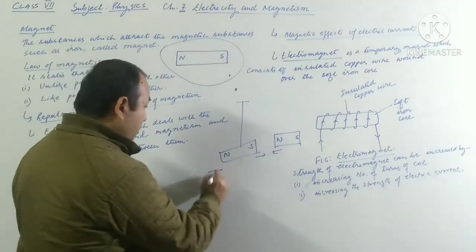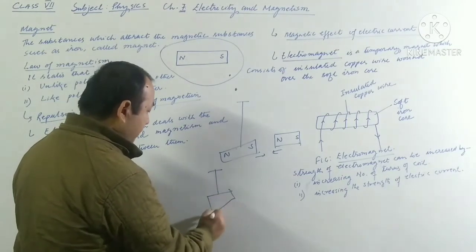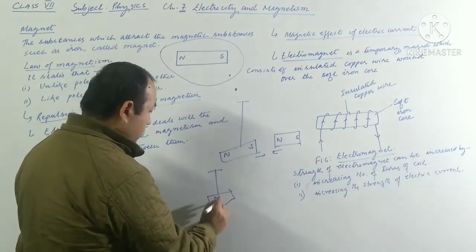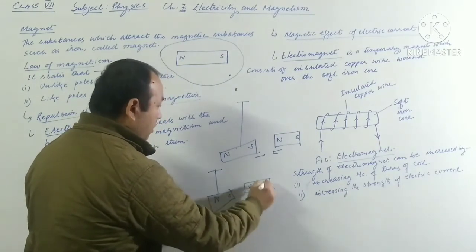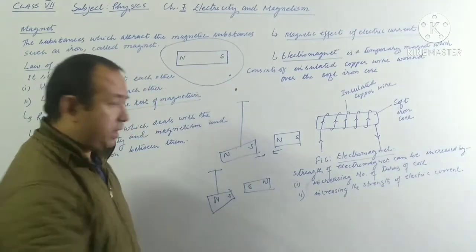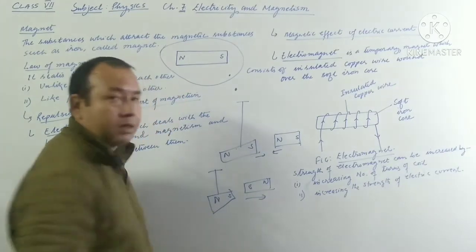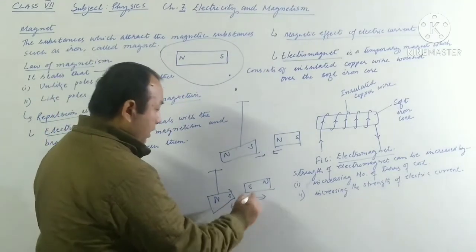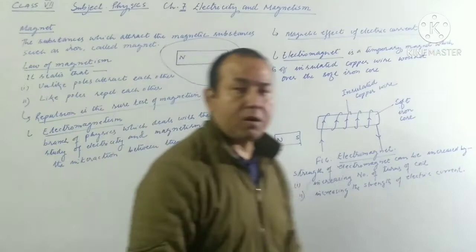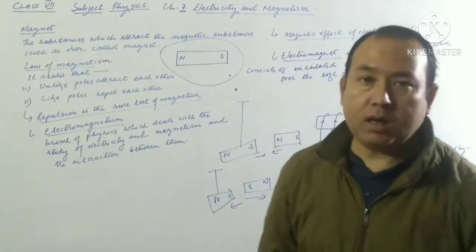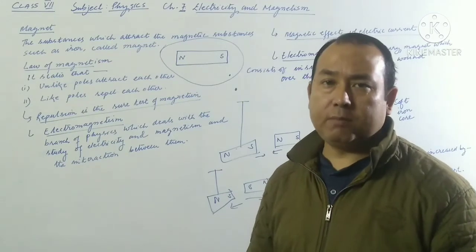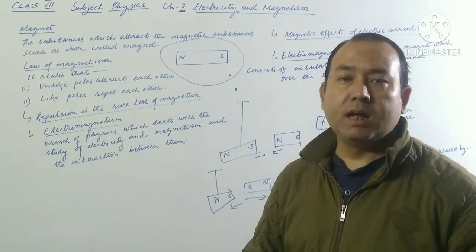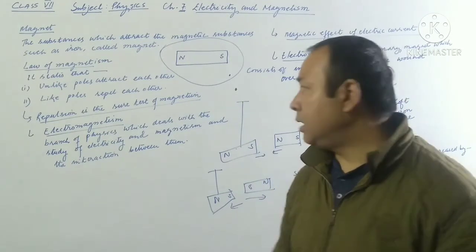Then again suspend another magnet, with north here and south here, and bring another magnet with the south pole. Then what will happen? They repel each other. After observing these facts, we can write the law of magnetism, that is, unlike poles attract each other and like poles repel each other.